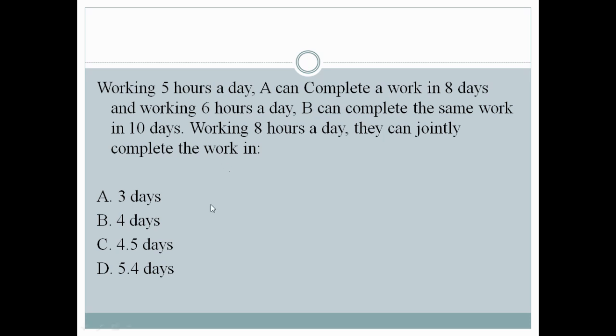So here instead of 1 day's work, we can go for 1 hour work, because A is working 5 hours a day and working for 8 days to finish the work, which means the total number of hours A takes to complete the work is 5 into 8, 40 hours, and B takes 6 hours per day and 10 days, which means the total number of hours which B takes to finish the work is 6 into 10, 60 hours. Okay, let us go to the discussion part.